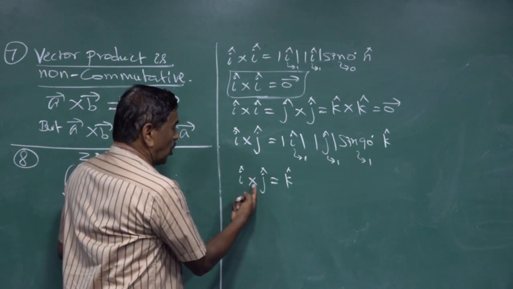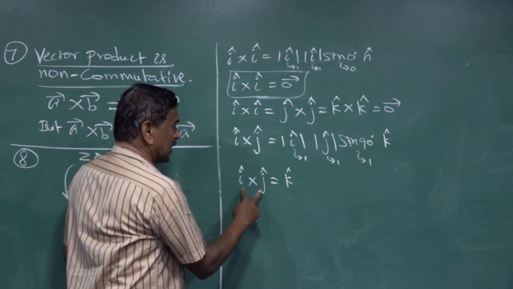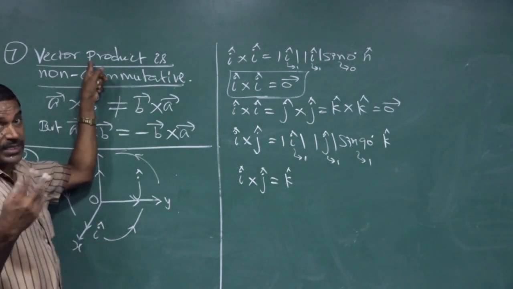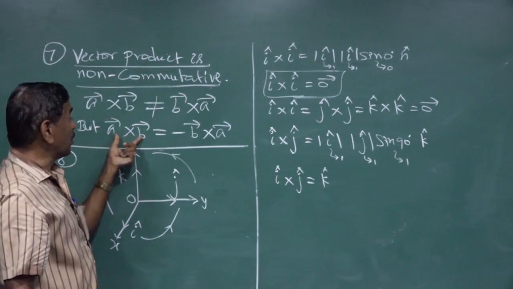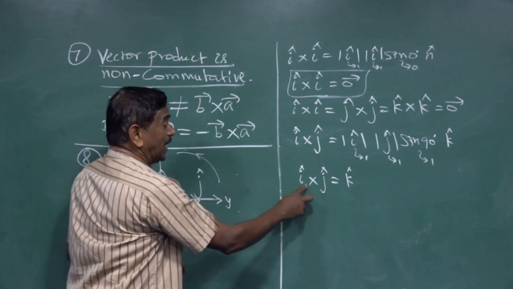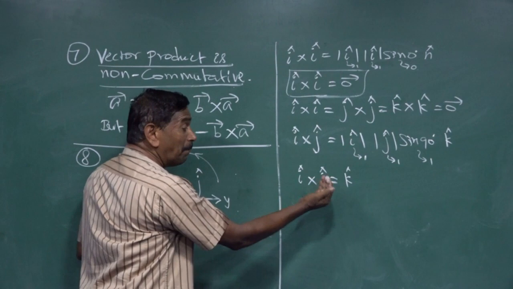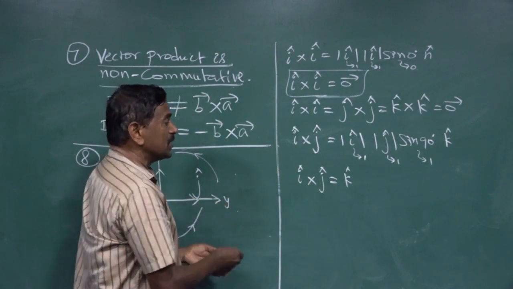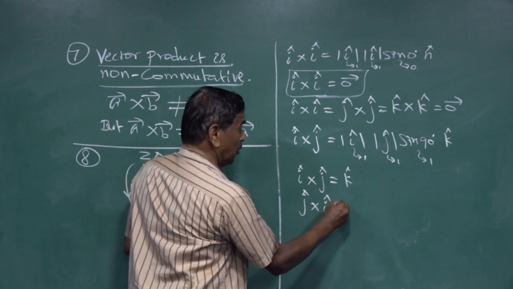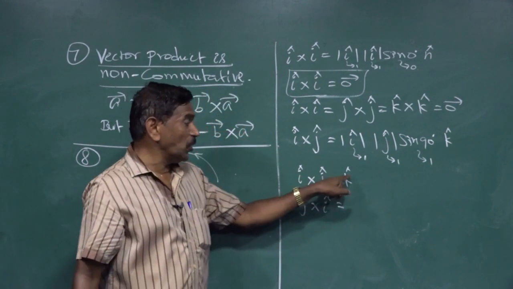Now, in cross product, if the two vectors are interchanged, what happens with commutativity? Yes, vector product is non-commutative, but A cross B is equal to minus B cross A. Likewise, i cross j is equal to minus j cross i. Suppose, what is j cross i? Anyone? i cross j is equal to k cap.